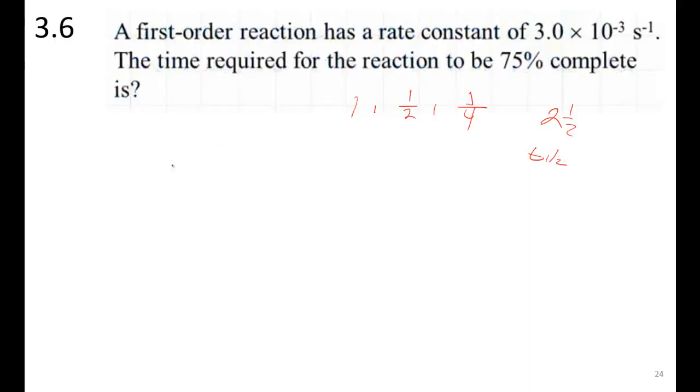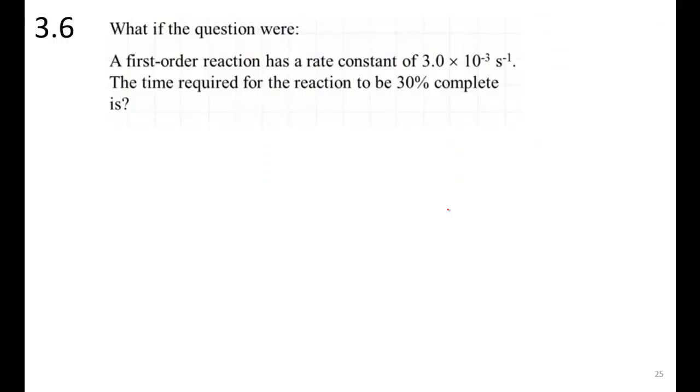Okay? So here I can use time at 1/2 equals 0.693 over K. All right, I'm given 0.693, I'm given K. K is 3 times 10 to the minus 3 seconds to the minus 1, and what I get when I do this is 231 seconds, and because it takes 2 half-lives I have to double this, so it's going to be 462 seconds.